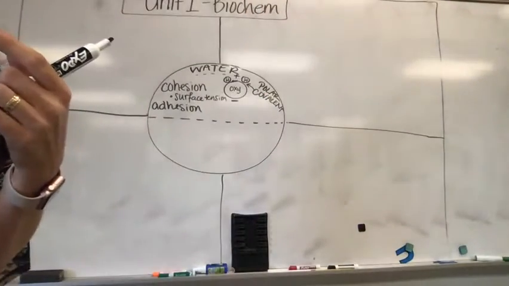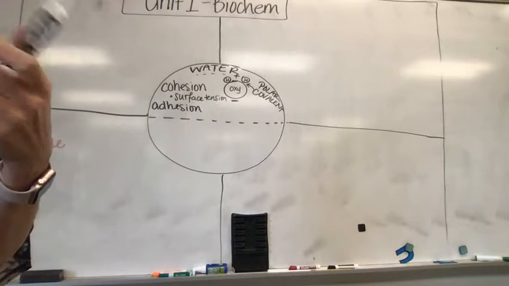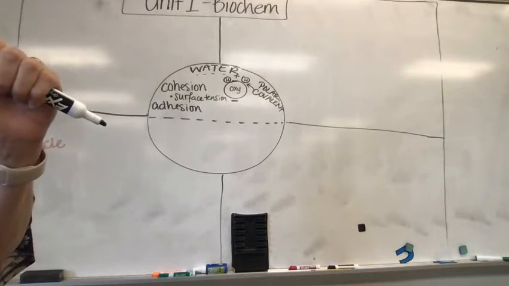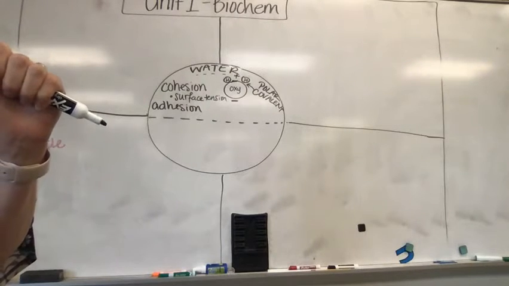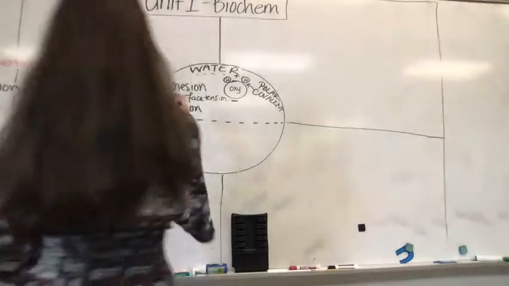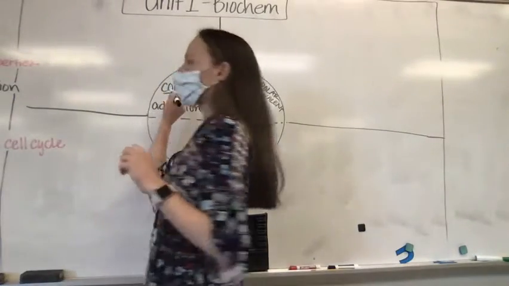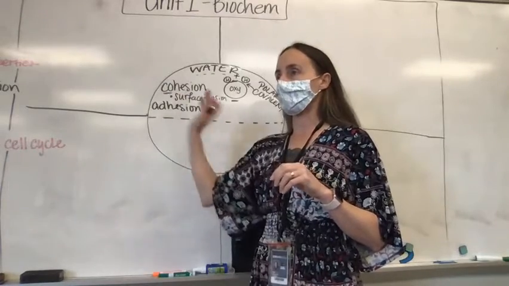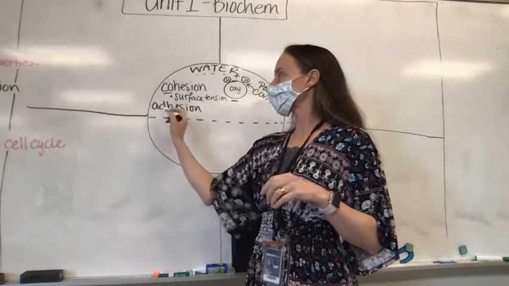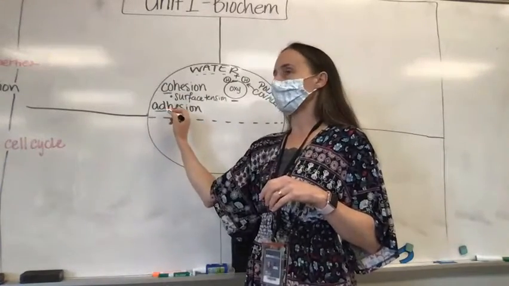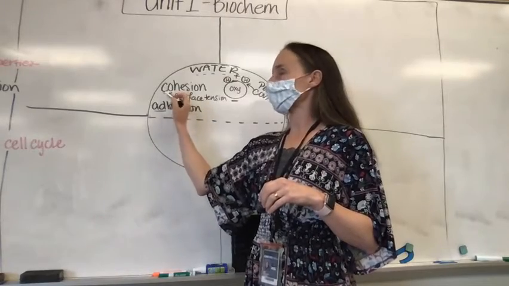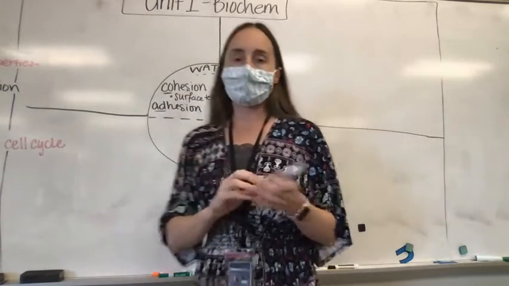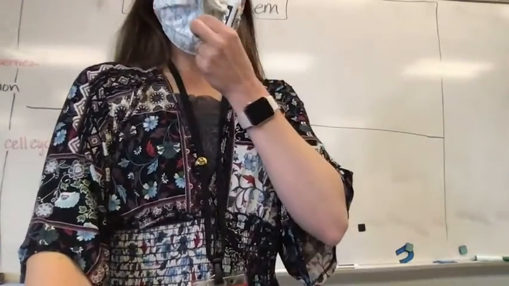Okay, so let's see. Water. Got that. Cohesion, adhesion, surface tension. Any questions? What was the difference between cohesion and adhesion? Cohesion, we just think of them both being water. And adhesion is to other things, like adhesive, like tape sticks to stuff. So this would be like water sticking to other things besides water, and cohesion is water sticking to water. Gotcha.